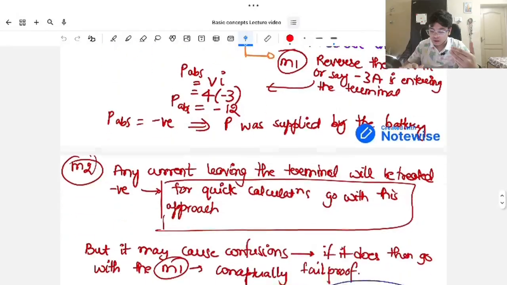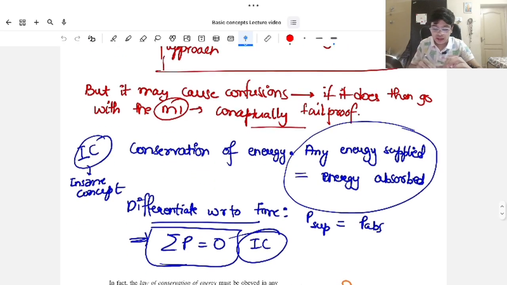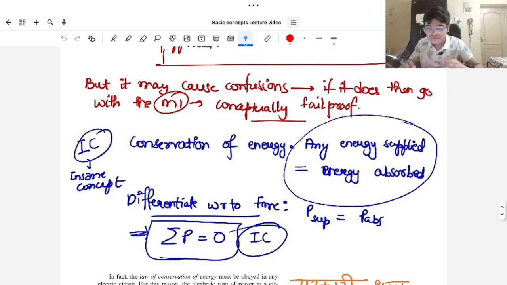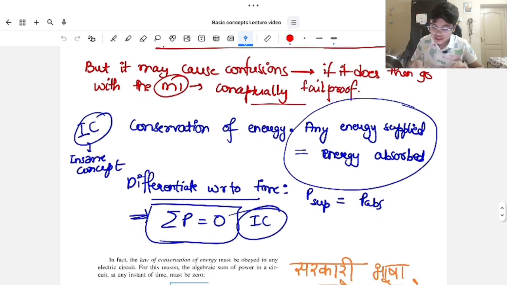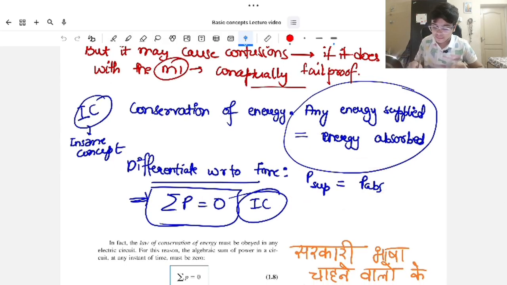Now, from this concept, another concept that stems is sigma P is equal to 0. It is derived from the theorem of conservation of energy: any energy supplied is equal to energy absorbed. This is again my terminology. When you differentiate energy with respect to time, the P supplied is equal to P absorbed. That is, sigma P is equal to 0 in a closed circuit.